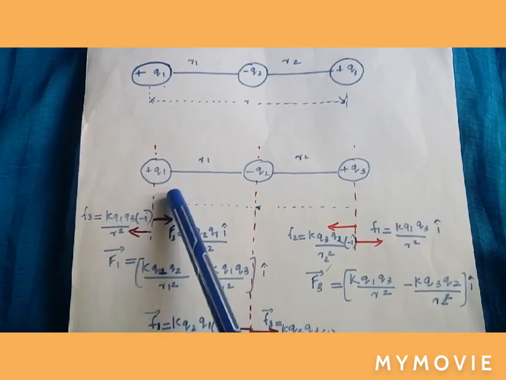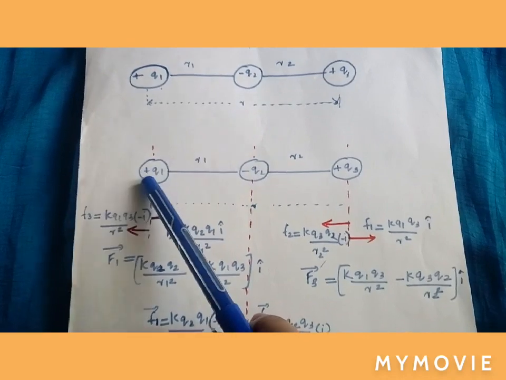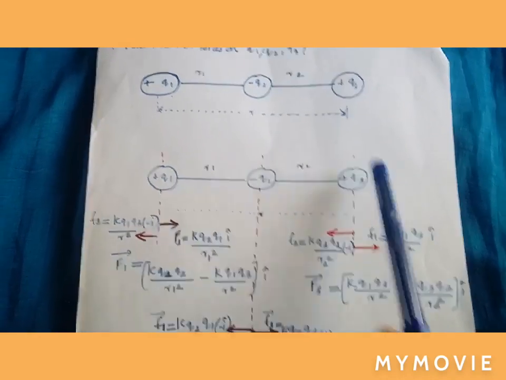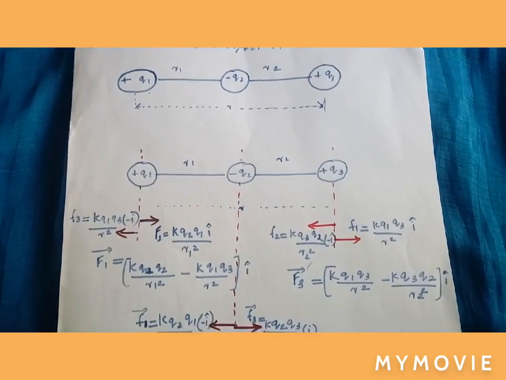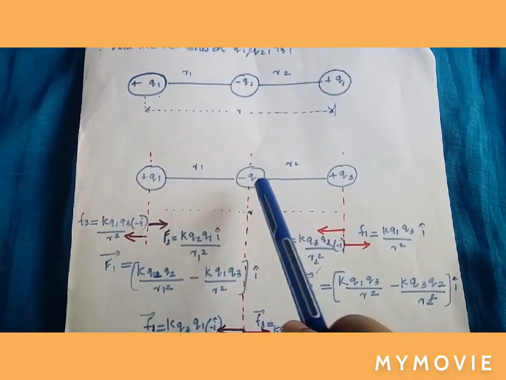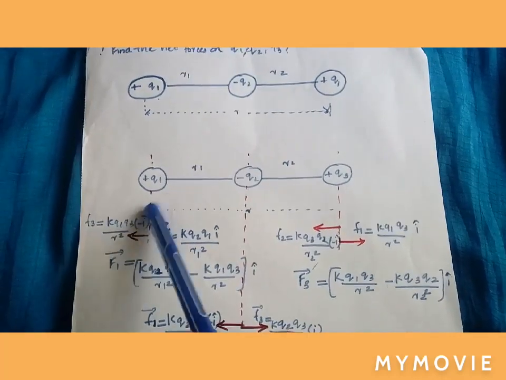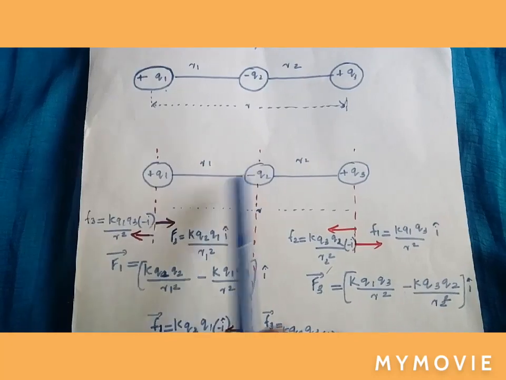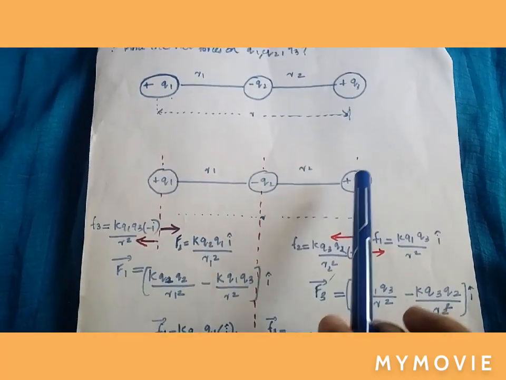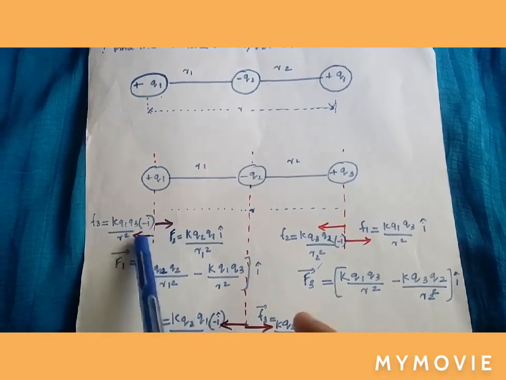For the Q1 charge, we know that due to Q2 it has an attractive force. Due to Q3 it has a repulsive force. So two forces act on Q1, that is an attractive force due to Q2 and a repulsive force due to Q3. So attraction is towards the charge, and repulsion is away. So the two forces can be represented like this.